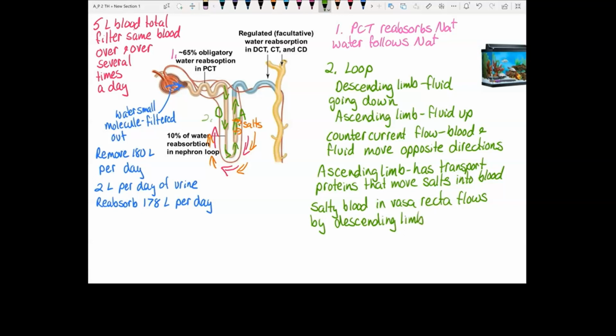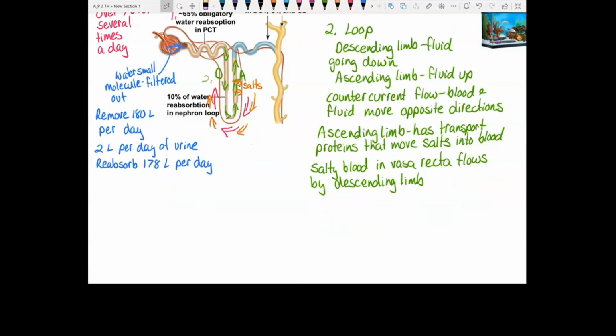Water follows salt. So now you have this salty blood next to that tubular fluid in the descending limb, and it draws the water out by osmosis.